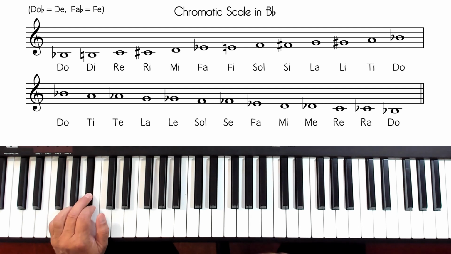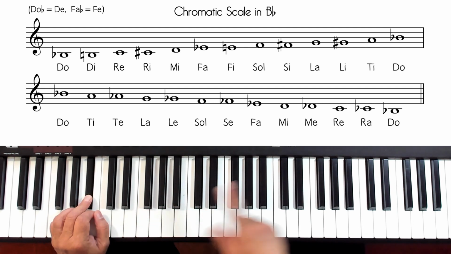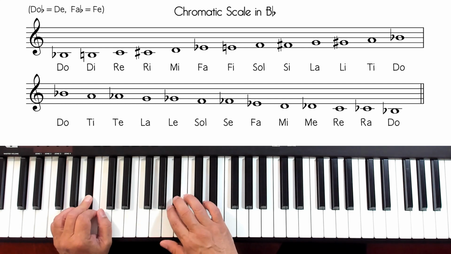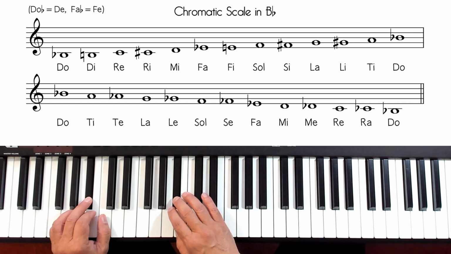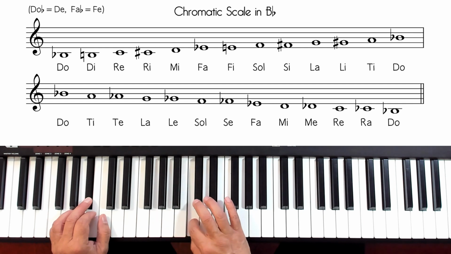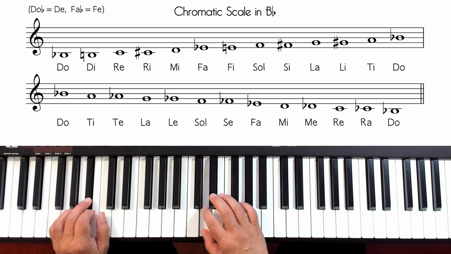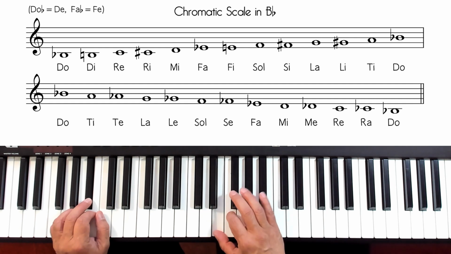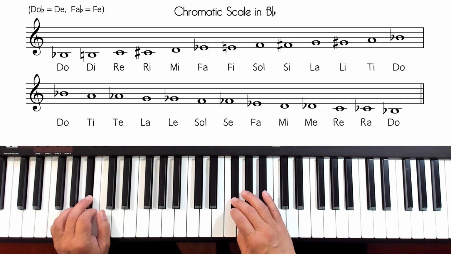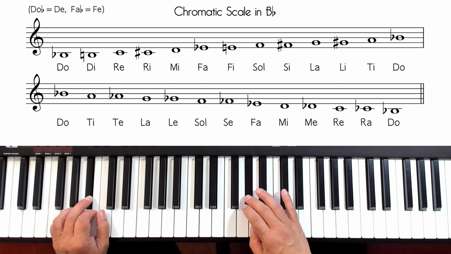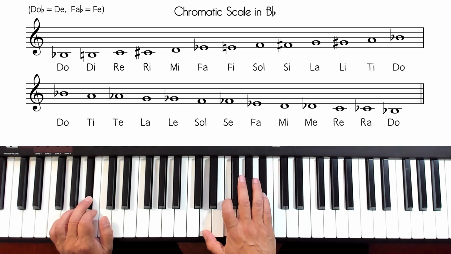So here we go. We're going to play and sing at the same time, chromatic scale on B flat. I'm going to play and sing. Do, di, re, mi, fa, fi, sol, si, la, li, ti, do. Descending.